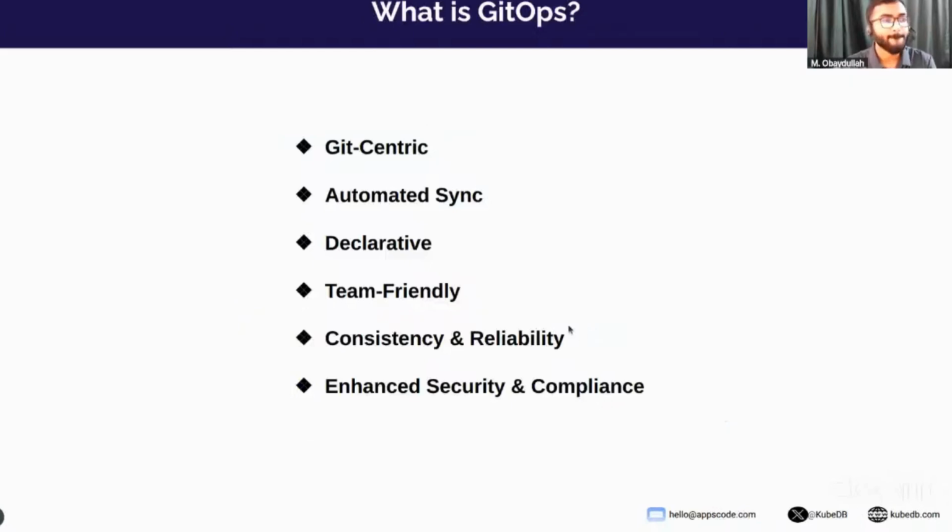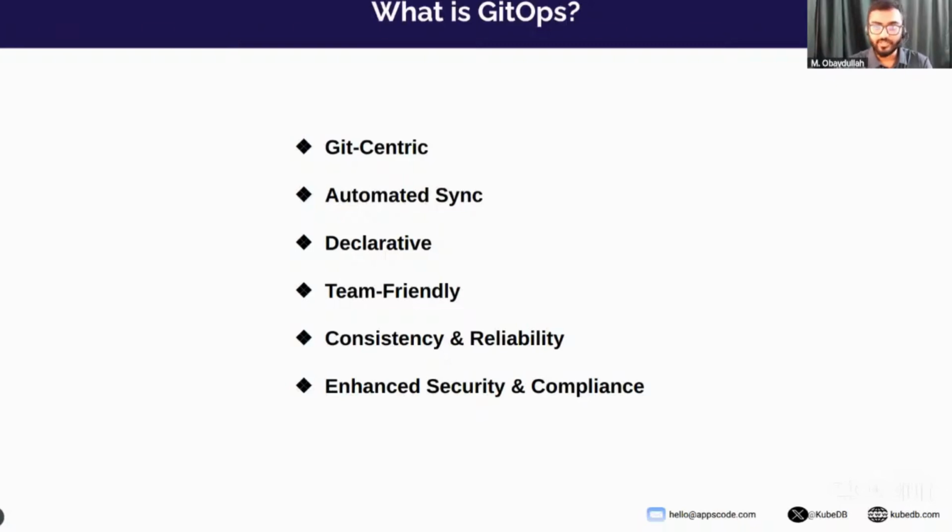Let's dive into it. What is GitOps? I will basically give you a basic understanding, not a deep dive. GitOps is a set of practices that uses Git as the single source of truth for managing infrastructure and application deployment. It has some features and benefits, discussing one by one. GitOps is Git-centric, meaning everything, your infrastructure and application configuration, lives in Git repositories, and Git becomes the single source of truth, making it easy to track and manage changes of your infrastructure.